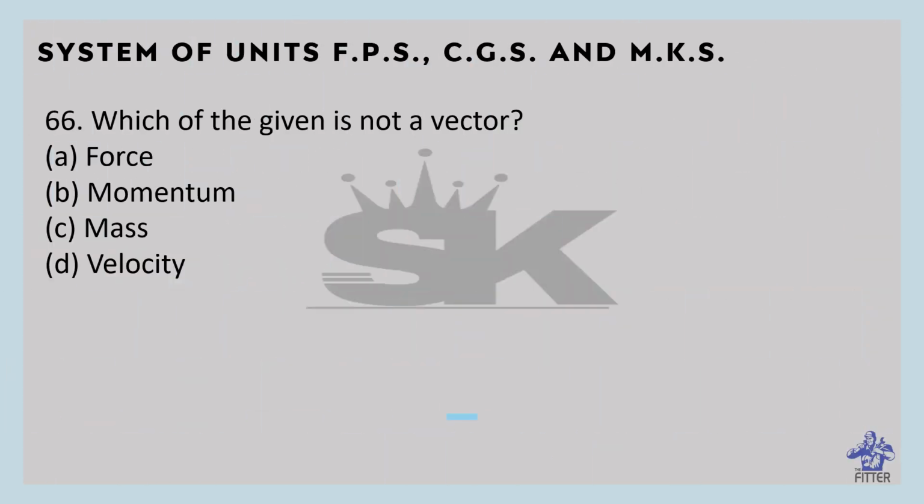Which of the given is not a vector quantity? Scalar quantities are defined by magnitude only. So mass, time, energy, density, volume, speed, distance, etc. are scalars. So here mass is a scalar quantity, not a vector quantity.